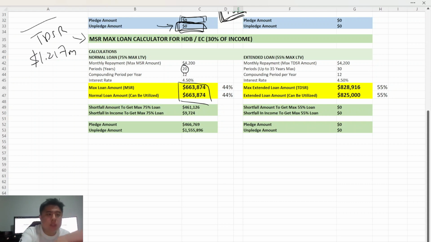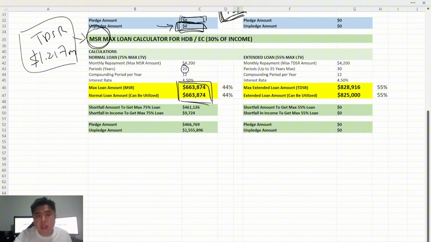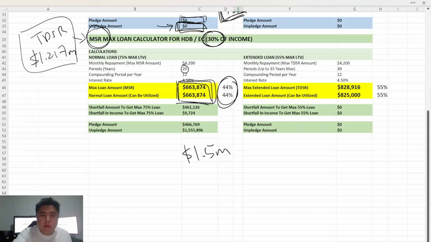So based on TDSR, you'll be given 1.217 million, but when it comes to MSR, the bank will only be giving you 663,000, and the reason is because for MSR, it is only based on 30% of your income. So similarly, if let's say now we were to look at a 1.5 million new EC, 663,000 will only get you 44% loan, right?